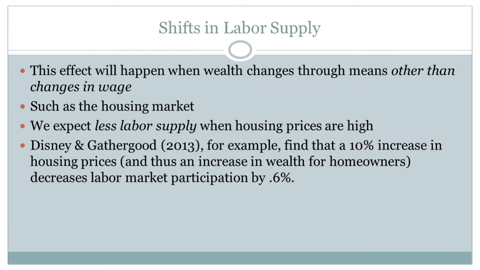And this is, in fact, what we see. Here's an example of a study where they looked at a 10% increase in housing prices. And as a result, they saw a 0.6% decrease in labor supply. Not a huge effect, but that's exactly the direction that you would expect given what we have here about the labor market. Wealth goes up, you don't need to work as much, you're not going to work as much. All right, so those are two things that are going to shift labor supply around: changes in the population, where more people means more labor supply, and changes in wealth, where more wealth means less labor supply.